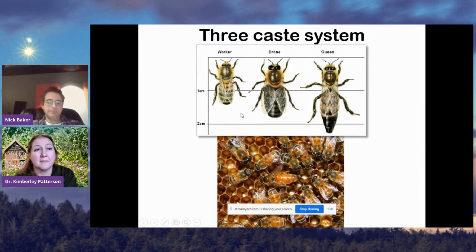And then, matter of fact, down here, I have a nice little picture of a comb that I took that has all three of these different castes represented here. Maybe if you just take a second, you can take a close look and see if you can identify all three of these in this picture. I'll just give you a quick second here.